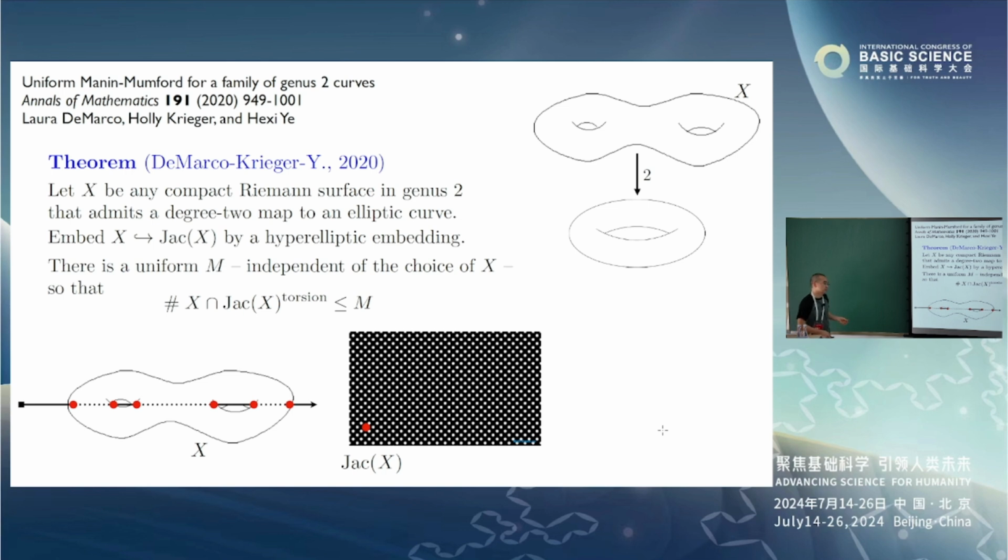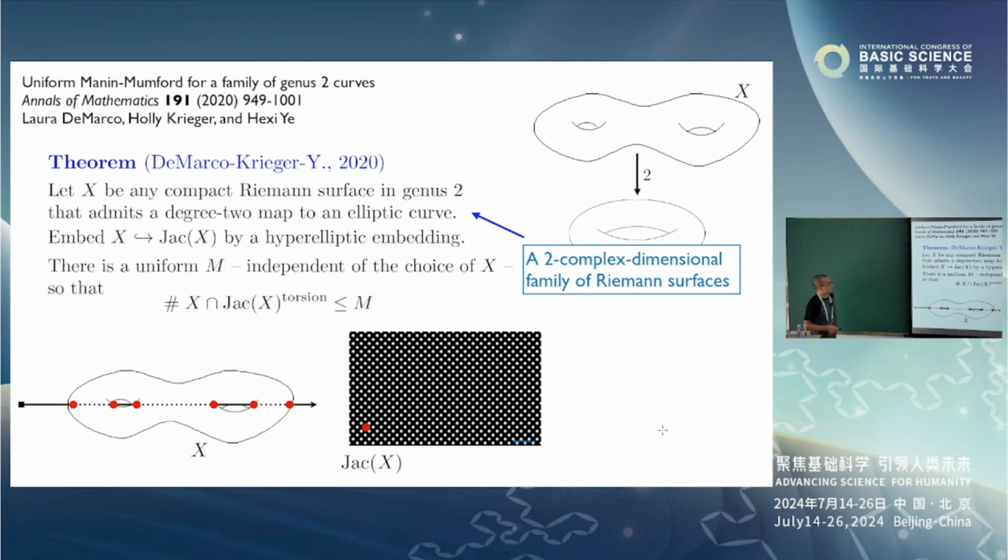Because Manin-Mumford says that for any curve and its Jacobian, if the genus is greater than 1, the set of torsion points on the curve is finite, right? So this is the uniform version of Manin-Mumford. So what are the curves that satisfy this condition? It's a family of curves, a two-complex-dimensional family of Riemann surfaces of genus 2.